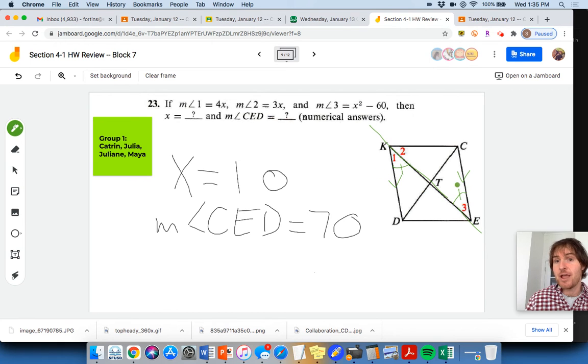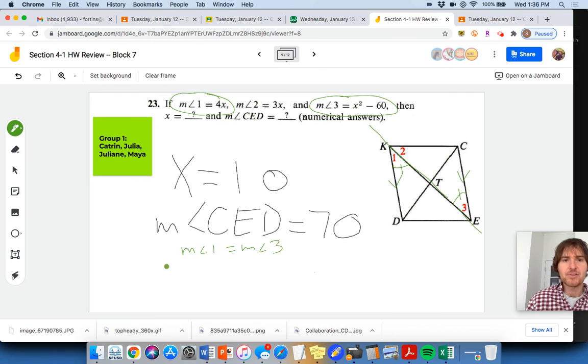So alternate interior angles are congruent, okay? So what we got here is measure of angle 1, right? Here it's got to be congruent or equal to measure of angle 3. And so what we can do is take the algebra that represents this here.